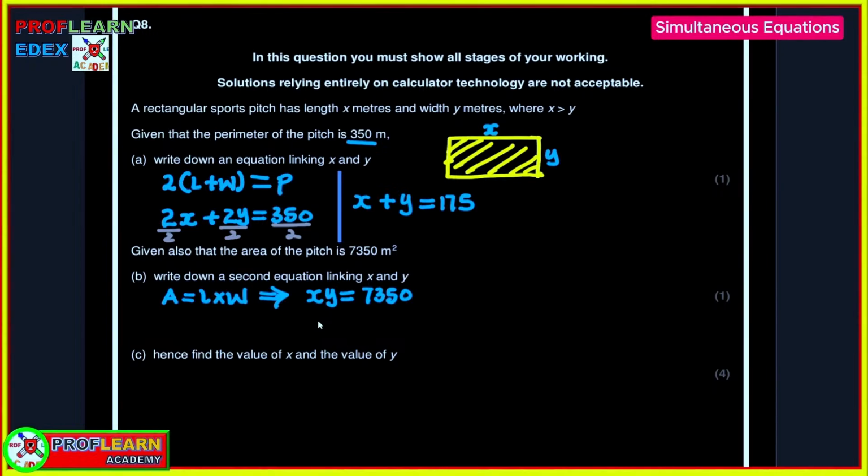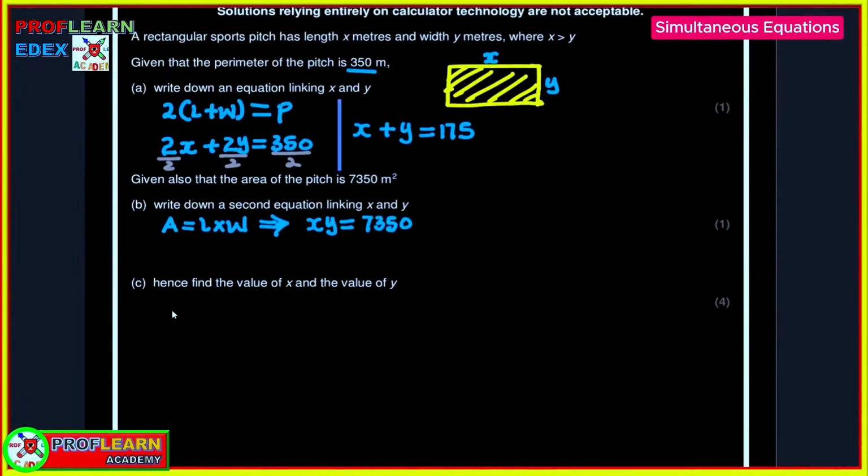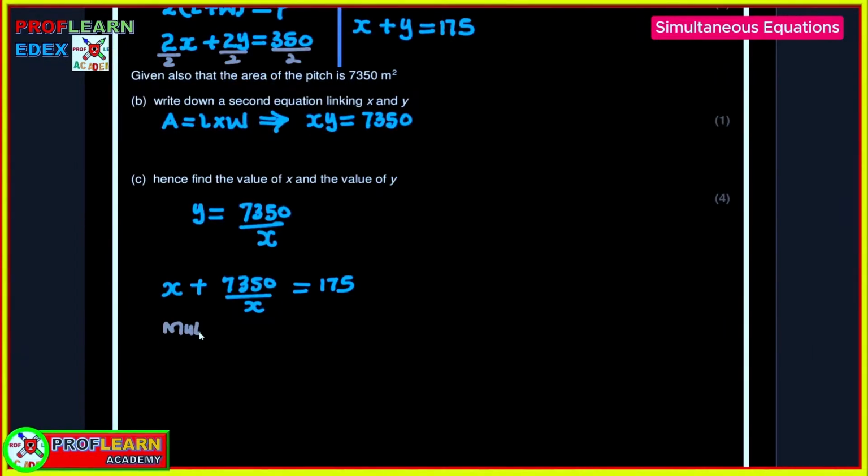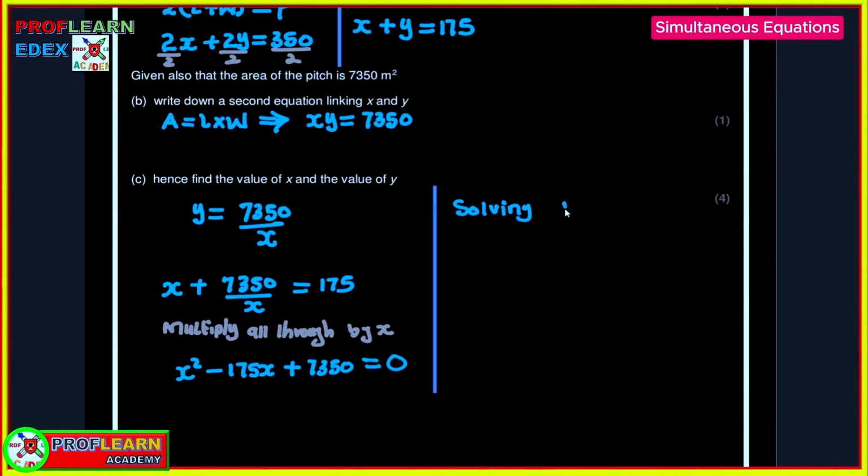Now we were supposed to find the values of x. Of course, we're going to solve the two equations simultaneously, the one in A and the one in B, so that we can get the exact values of x and y. Here we're going to use substitution. Anywhere we have y, we're going to replace it with 175 minus x. We can multiply all through by x so that we can form a quadratic equation which we can solve.